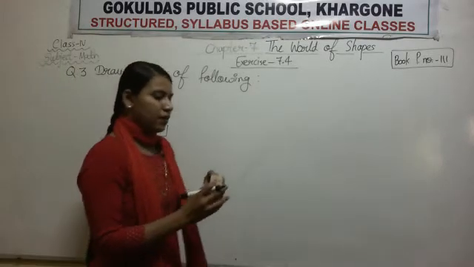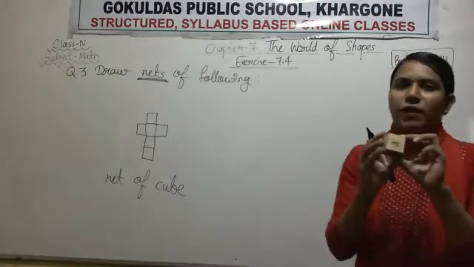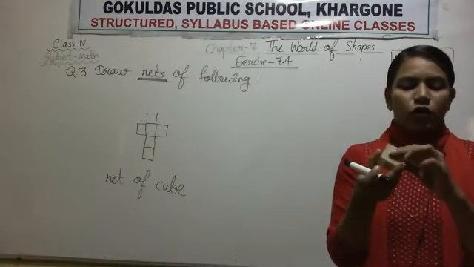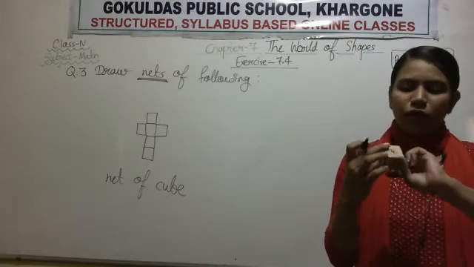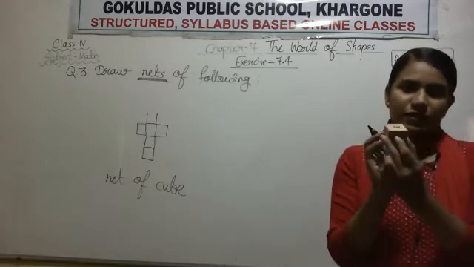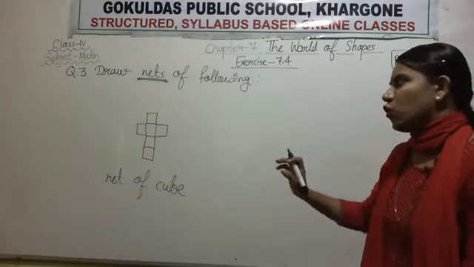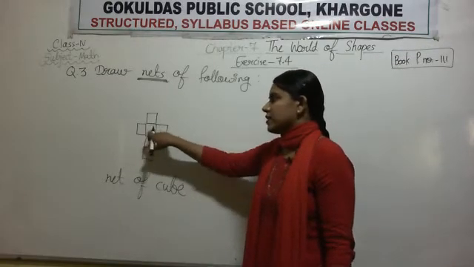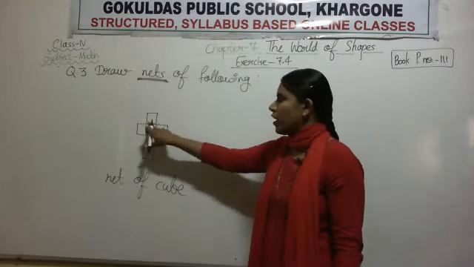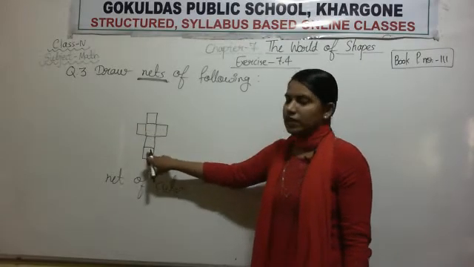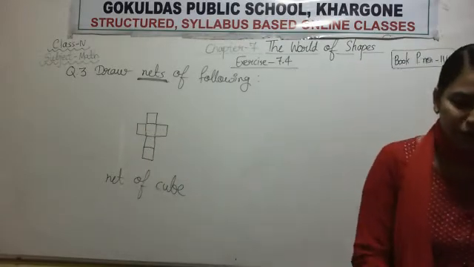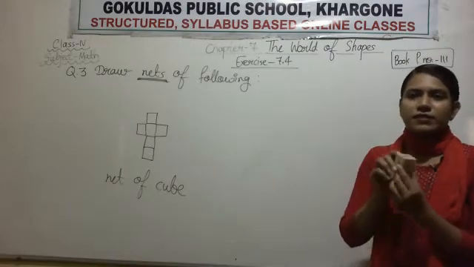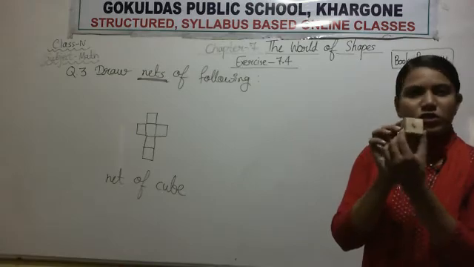In the same manner, how many faces this cube has? Count the number of faces this cube has. 1, 2, 3, 4, 5 and 6 faces it has. So the number of flat faces in the net is 1, 2, 3, 4, 5 and 6. So we remember the number of flat surfaces will be the same as in your solid.